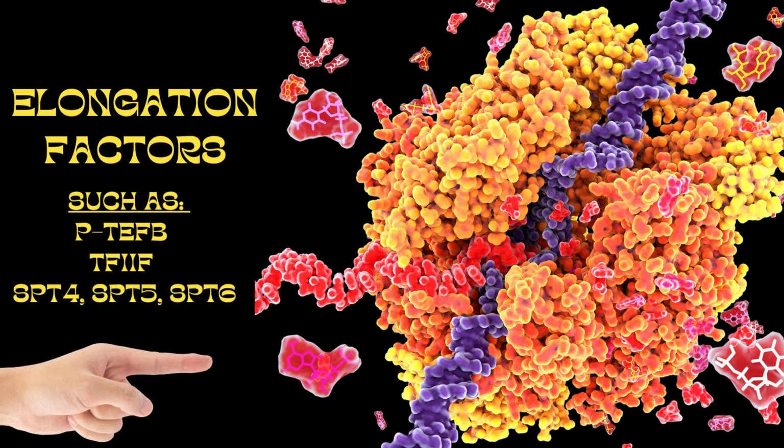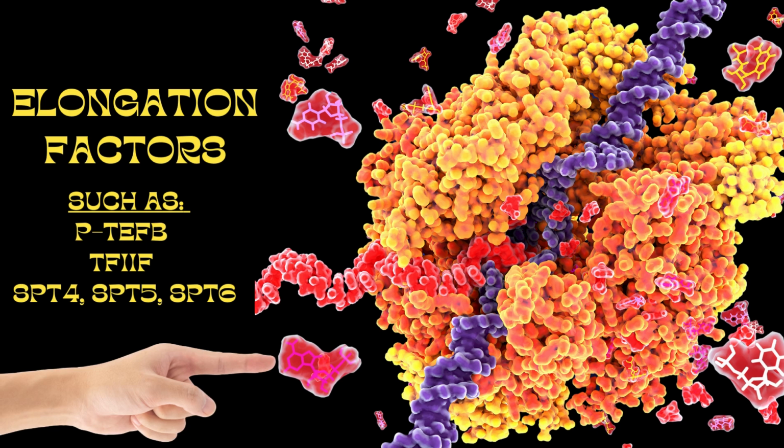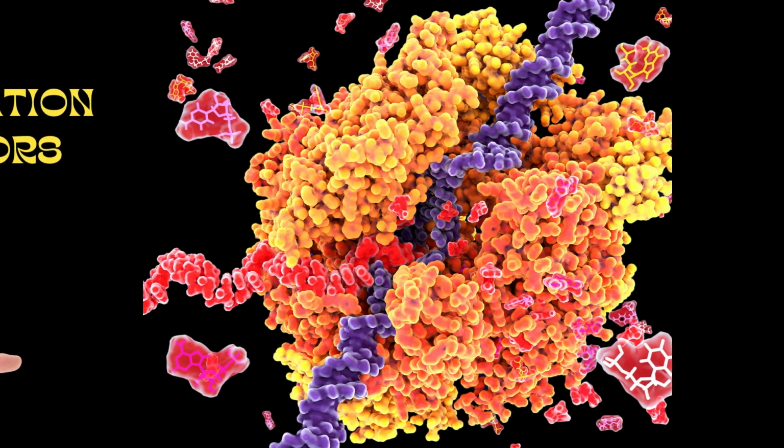Transcription elongation in eukaryotes requires more than just RNA polymerase. Helper proteins play critical roles to ensure the process is efficient and accurate. One important group of proteins is the elongation factors. These proteins prevent RNA polymerase from stalling when it encounters obstacles in the DNA.